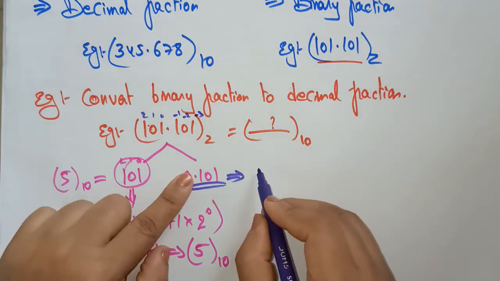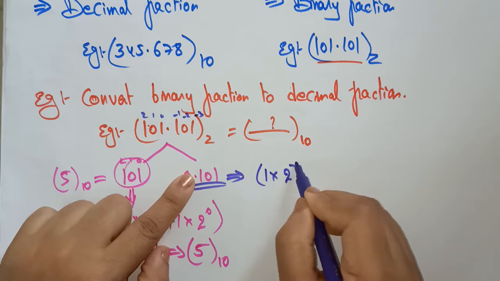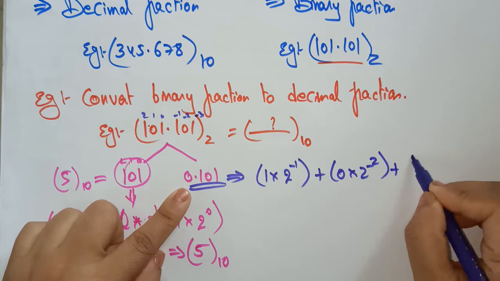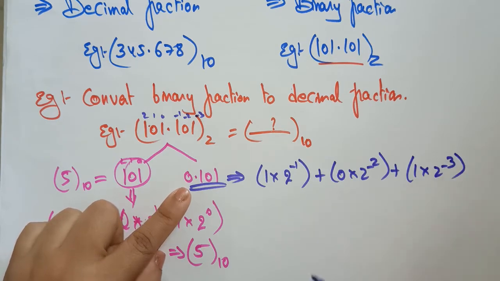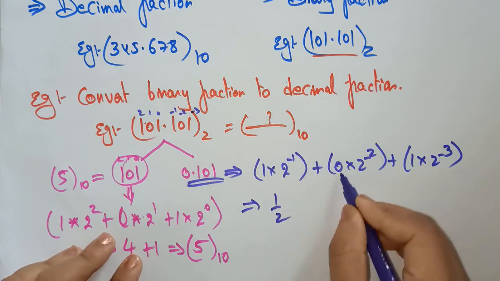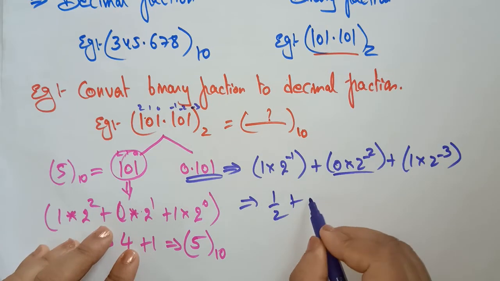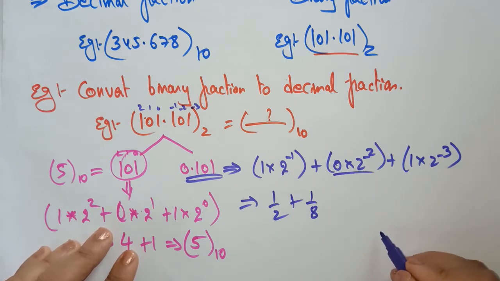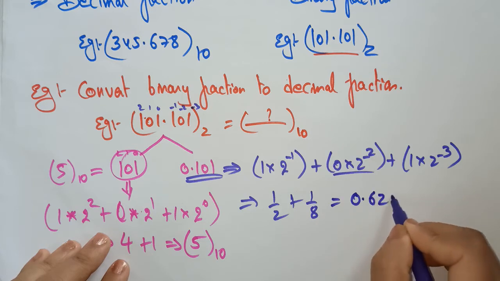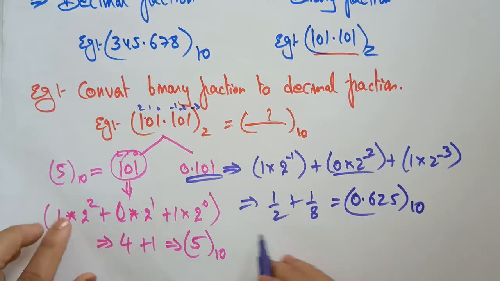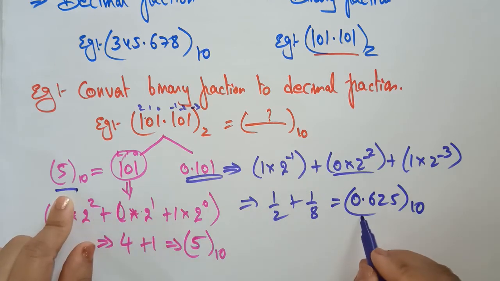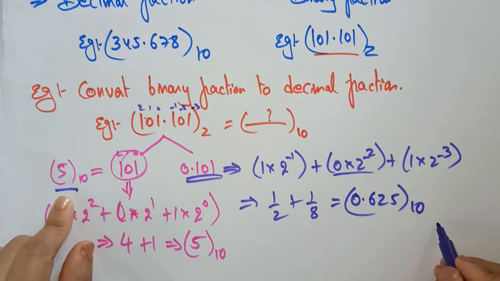Let's calculate 1 into 2 power -1 plus 0 into 2 power -2 plus 1 into 2 power -3. 2 power -1 is nothing but 1 by 2. The middle term is 0, and 2 power -3 is 1 by 8. So 1 by 2 plus 1 by 8, you get 0.625 to the base 10. So the left hand side is the decimal number 5 to the base 10 and the fraction part on the right hand side is 0.625 to the base 10.